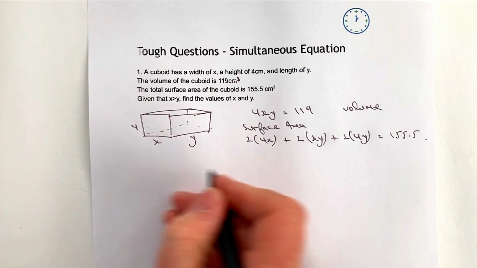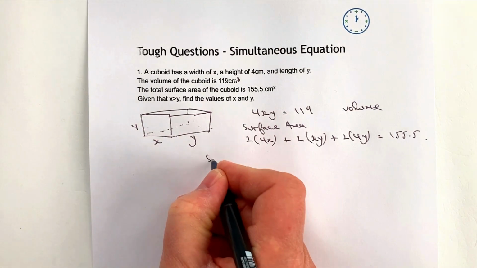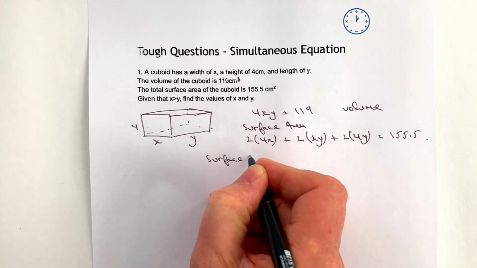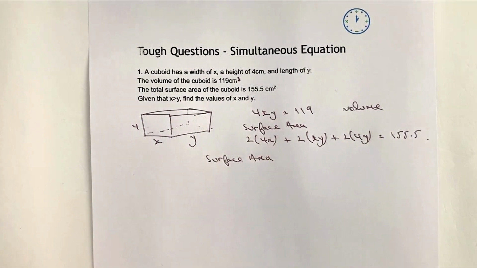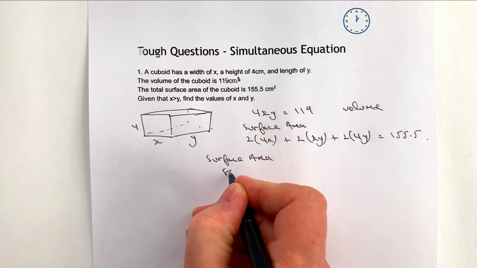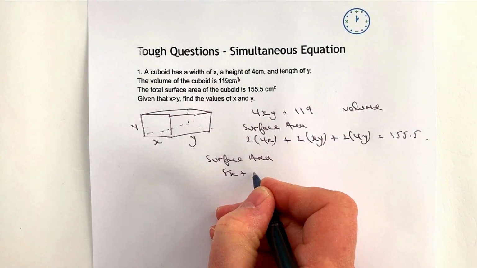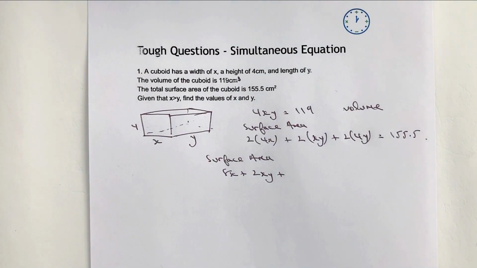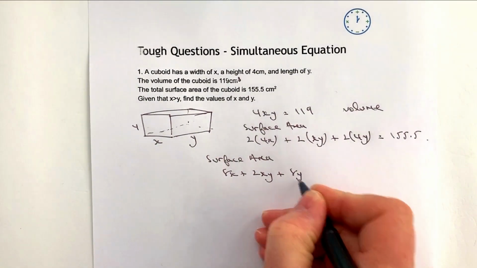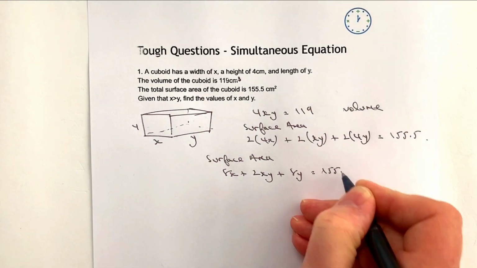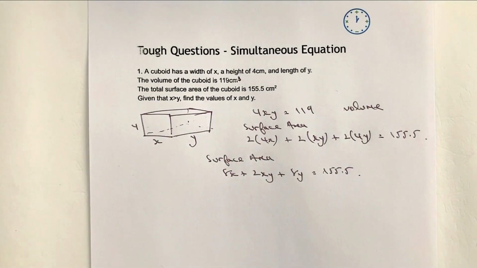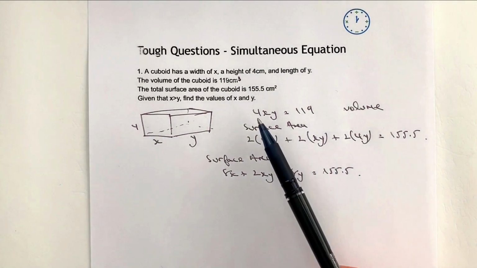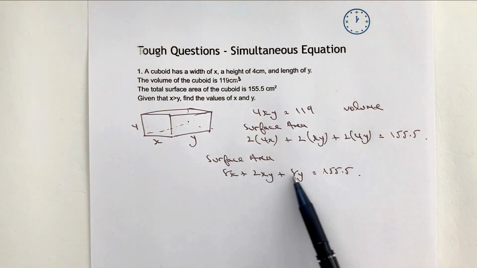Okay, so let's just tidy that up a little bit. So the surface area is going to be equal to 2 times 4x, which is going to be 8x, plus 2 times xy, so that's going to be 2xy, plus 2 times 4y is going to be 8y. And that's all added together is going to make 155.5. Okay, all right. So hopefully that's okay. And we've got to this particular point where we've got effectively 2 equations. We've got the equation for the volume and we've got the equation for the surface area.